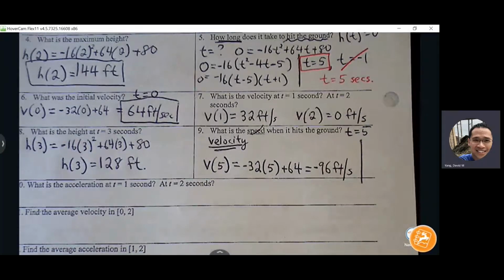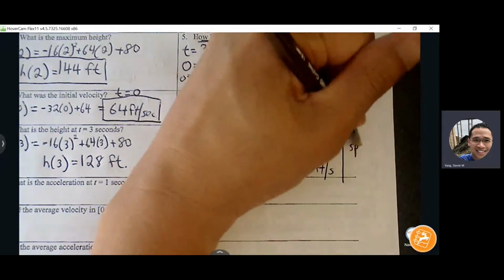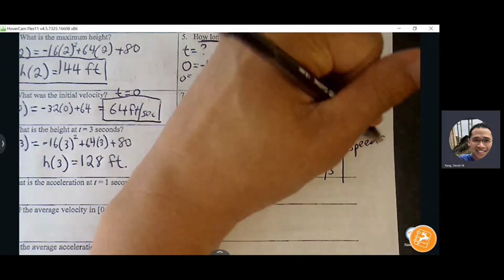Okay, so velocity is negative 96 feet per second, right? Negative 96, it's going downward. So what can we say about speed? It's the positive version, right? So speed is just positive 96.